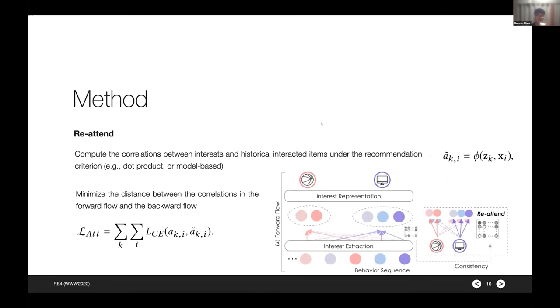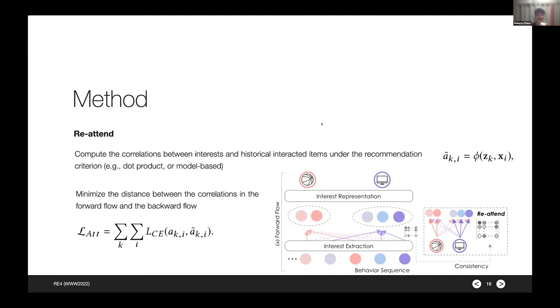And the third, backward flow, is really an attempt. We compute the correlations between interest and historical behaviors under a certain recommendation criterion, which is used in the current stage, such as dot product for the matching stage or neural network-based for the ranking stage.